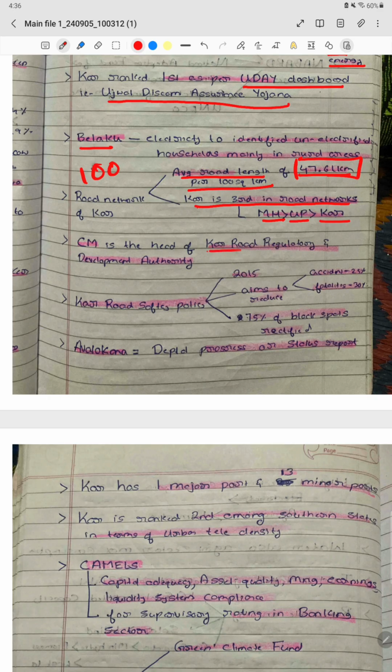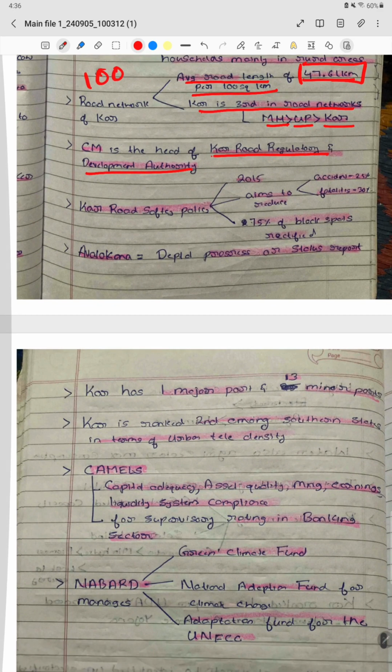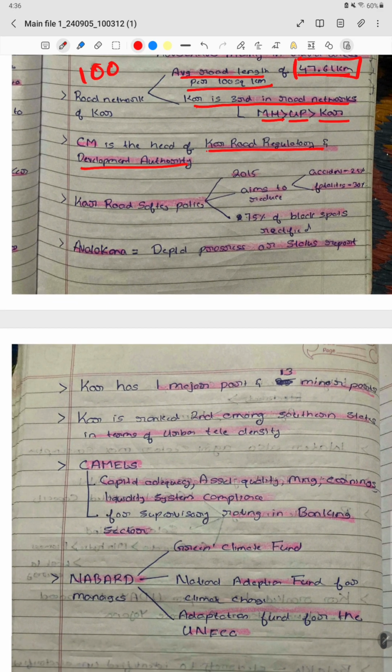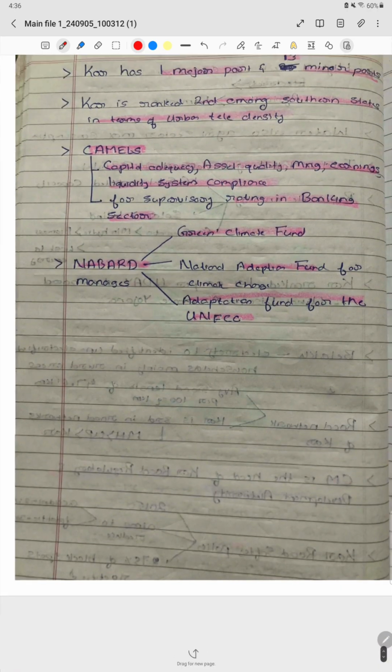The Chief Minister is the head of the Karnataka Road Regulatory and Development Authority. Then the Karnataka road safety policy was launched in 2015, mainly aiming to reduce accidents by 25 percent and fatalities by 30 percent, and 75% of the black spots have been rectified as per our economic survey. Avalokana is basically departmental processes or the status report.